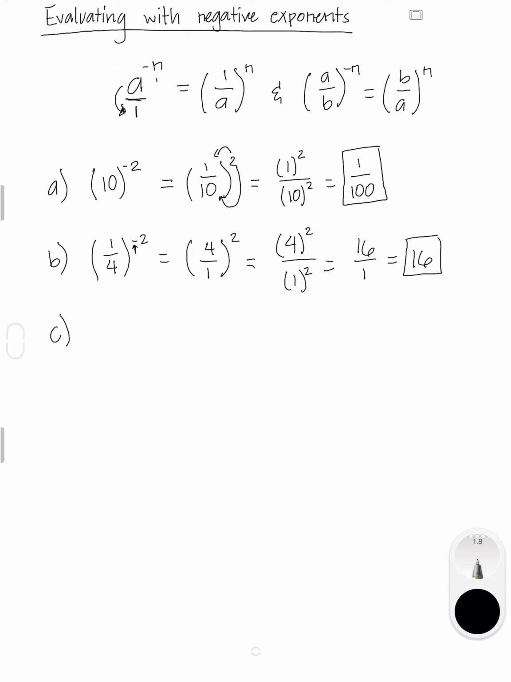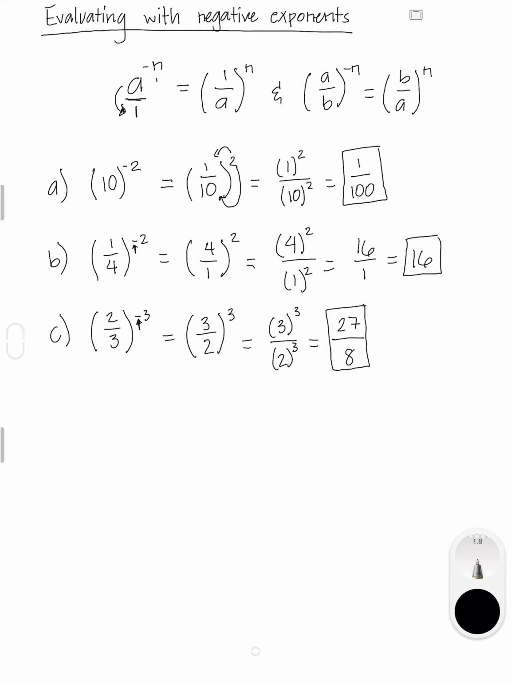Let's try another one. We have 2 over 3, and then to the negative 3. So again, this negative exponent is telling us that 2 and 3 are in the wrong places, so we gotta flip them. So it will become 3 over 2, and now our exponent will be positive. So this means that we have 3 to the third power over 2 to the third power by the power rule of quotients. 3 to the third power will be 27 over 8. This will be our final answer. We cannot simplify it any further.